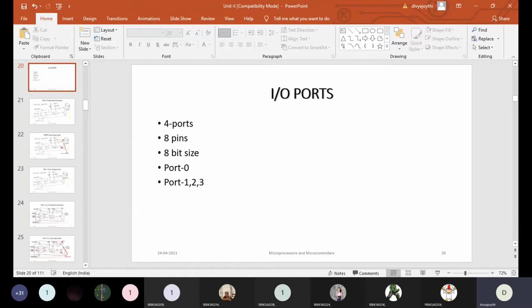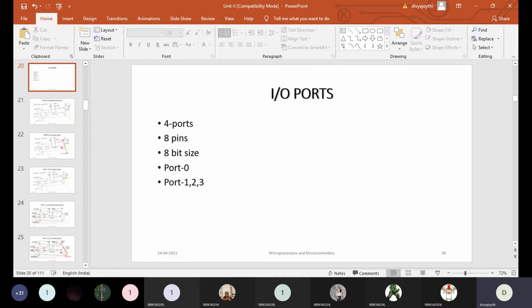Port 0 pins don't contain an internal pull-up resistor, whereas the remaining ports, port 1, port 2, port 3, all have inbuilt pull-up resistors. What is a pull-up resistor and what is its functioning? What will happen if the internal pull-up resistor is not there? Those things we will discuss in today's class.